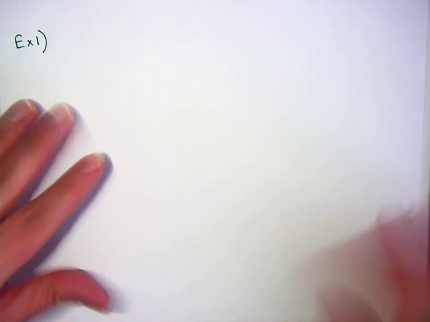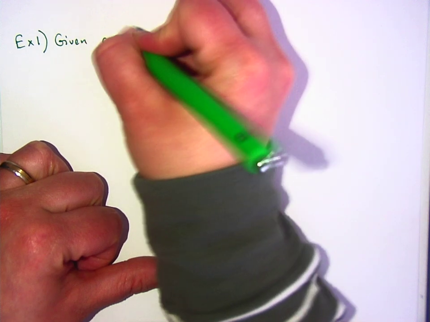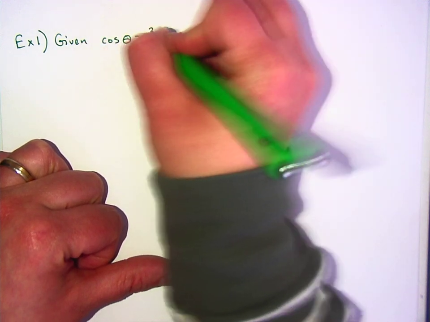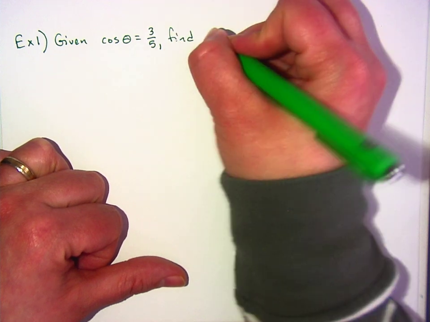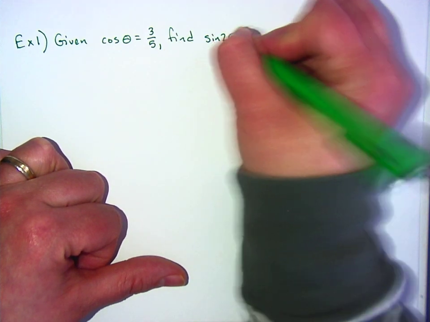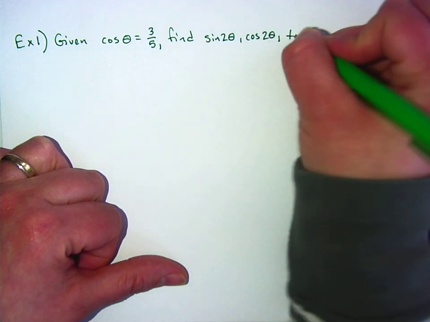All right, so given that cosine of theta equals 3/5, find sine of 2 theta, cosine of 2 theta, and tangent of 2 theta.